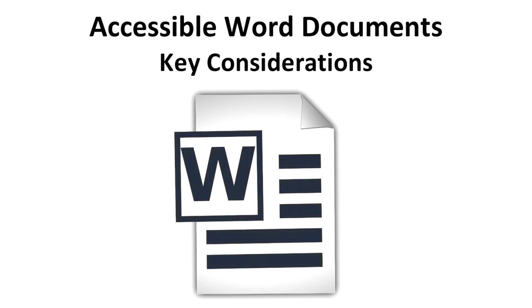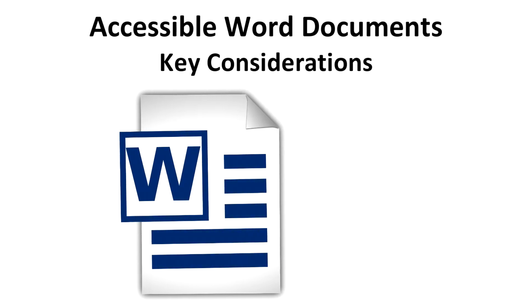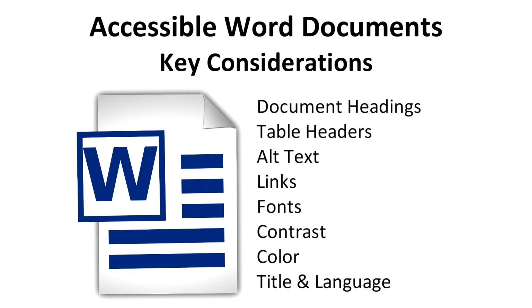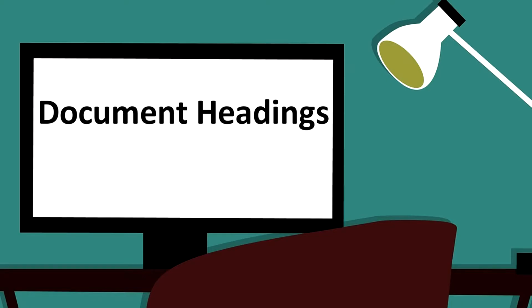This presentation offers an overview of some key considerations that play a role in creating an accessible Word document. Topics include document headings, table headers, alt text, links, fonts, contrast, color, and title and language. Document headings. Follow these steps to add headings and give your document a real structure.